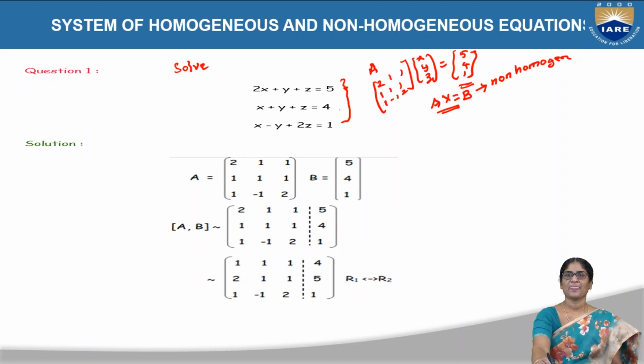So we have decided that these equations are non-homogeneous by observing them. So let us see how to find the solutions. Now consider the augmented matrix. As I have said before, the augmented matrix is obtained by the combination of the coefficient matrix and the constant matrix.